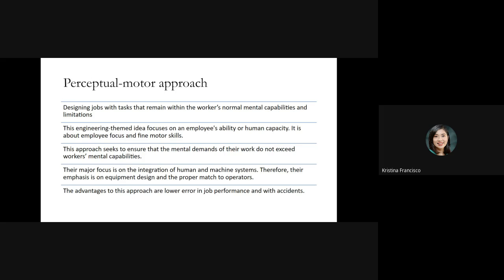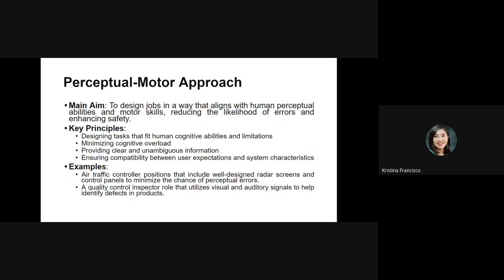So for example, we might use the perceptual motor approach to break down an executive assistant's job into a report writer and a scheduler job because the set of skills needed in these two areas are significantly different. Again, the main aim of this approach is to design jobs in a way that it aligns human perceptual abilities and their motor skills, and that its likelihood to reduce errors and enhance safety. We have the key principles and we have an example.